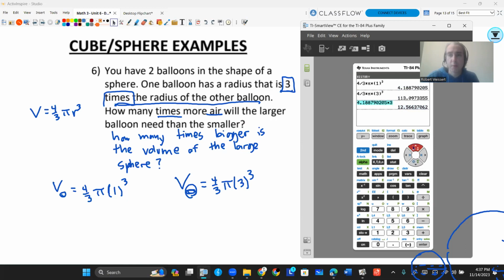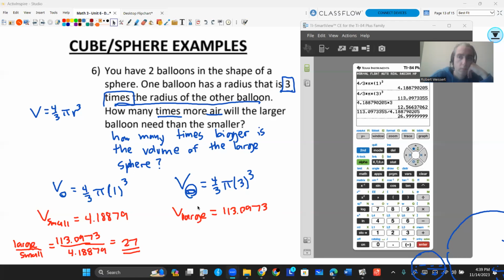You can figure out how many times as much it is by taking this number and dividing out this number. And 26.9999 is going to actually be 27. And why is it so big? You got to think about these numbers. So let's write these numbers down first and try to analyze what's going on. So it is 27 times bigger.